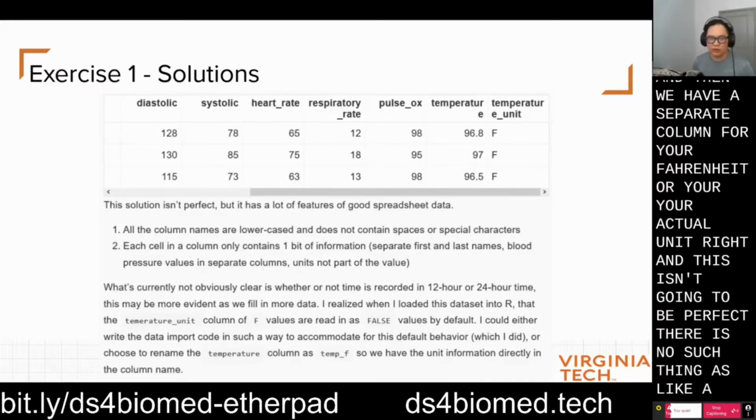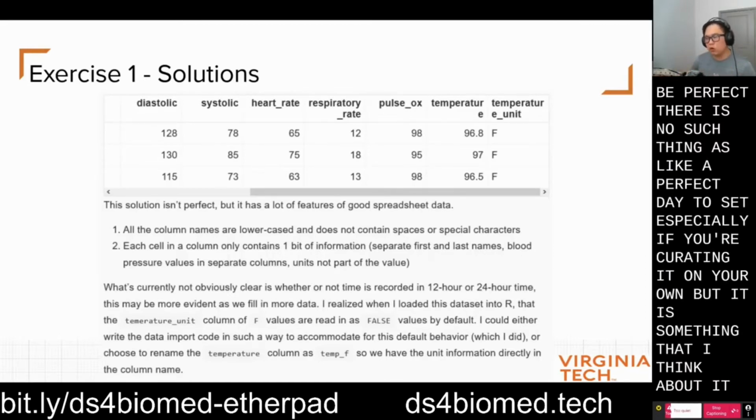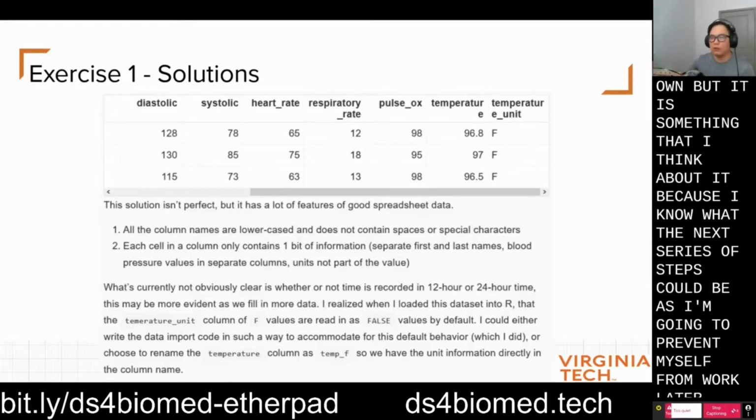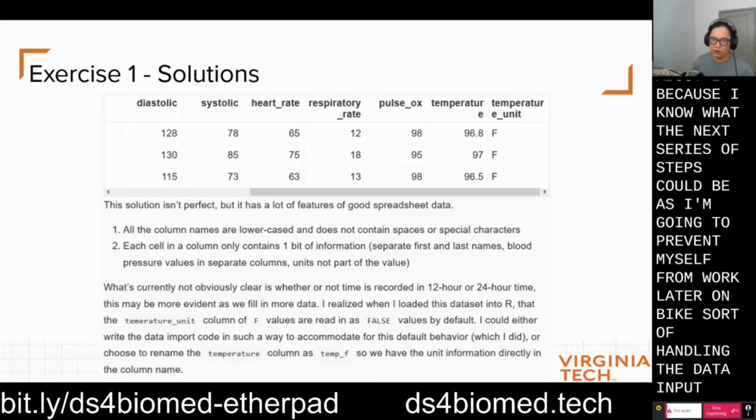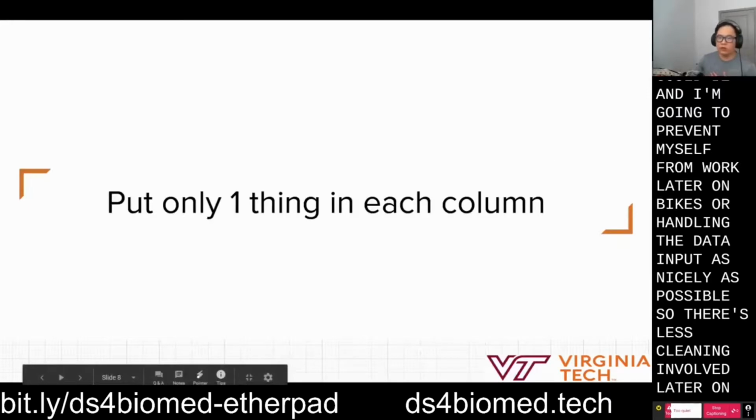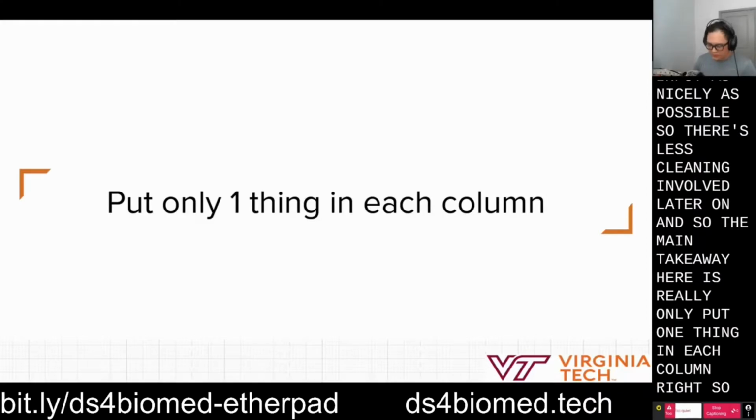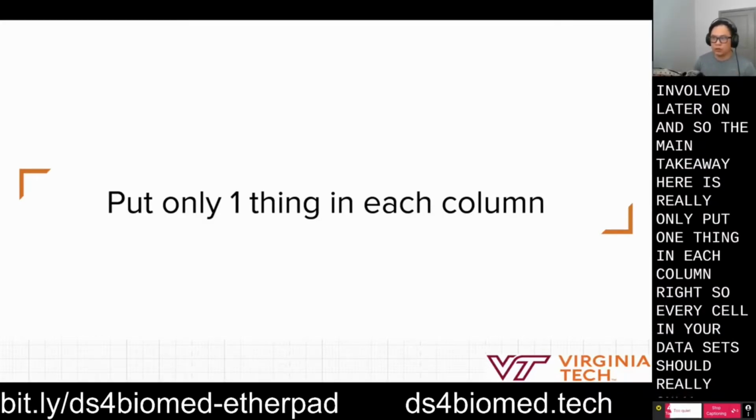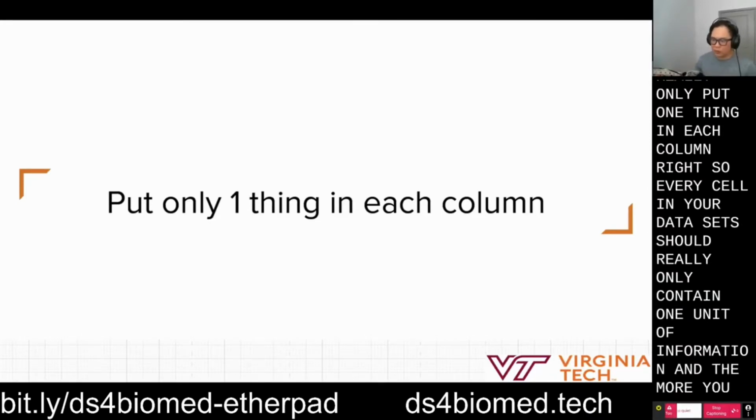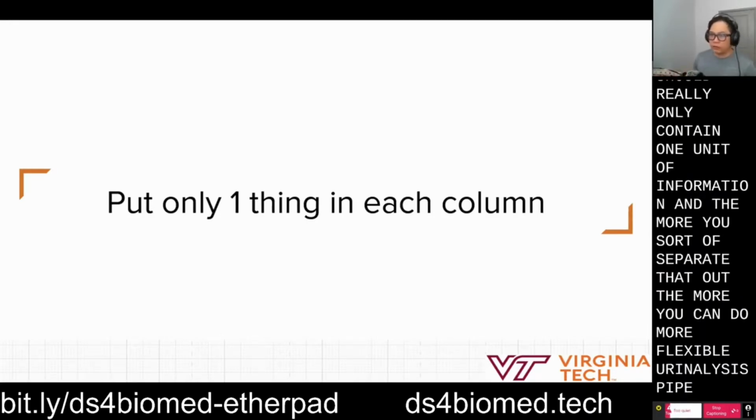There's no such thing as a perfect data set, especially if you're curating it on your own. But it is something that I think about because I know what the next series of steps could be. And so I'm going to prevent myself from work later on by handling the data input as nicely as possible, so there's less cleaning involved later on. The main takeaway here is really only put one thing in each column. Every cell in your data set should only contain one unit of information. And the more you separate that out, the more flexible your analysis pipeline later on can be.